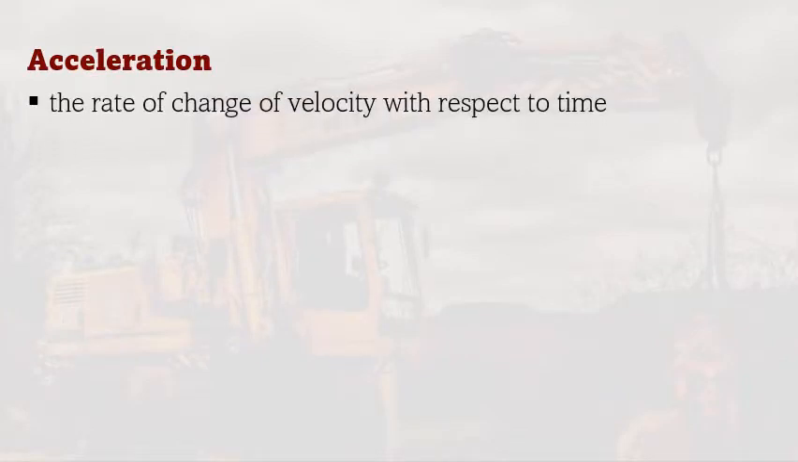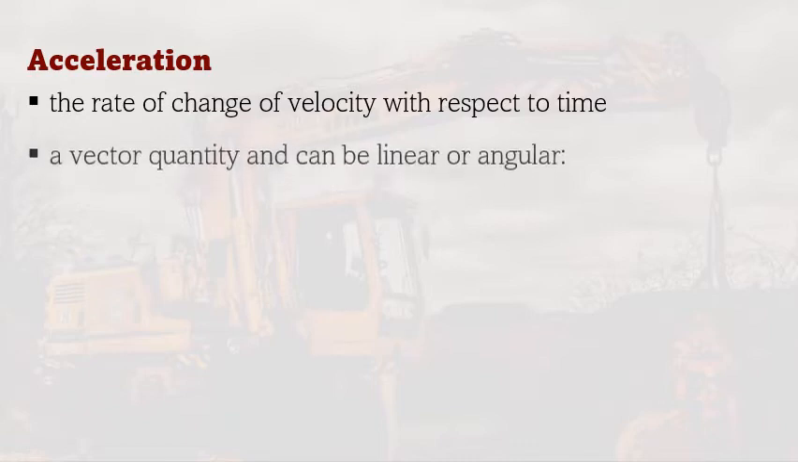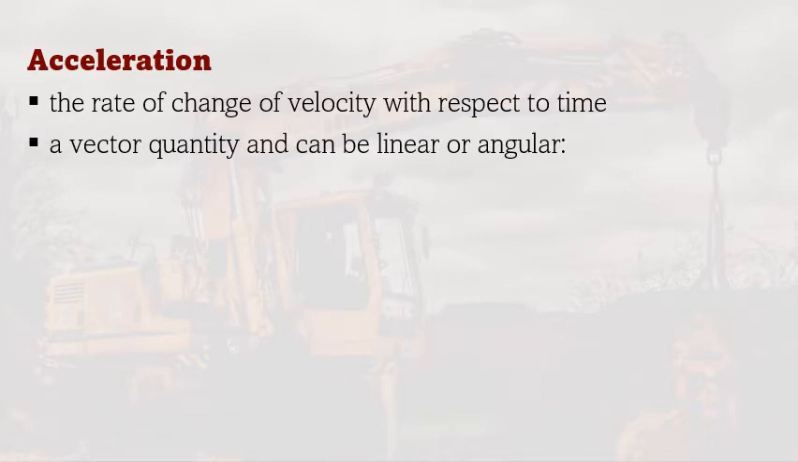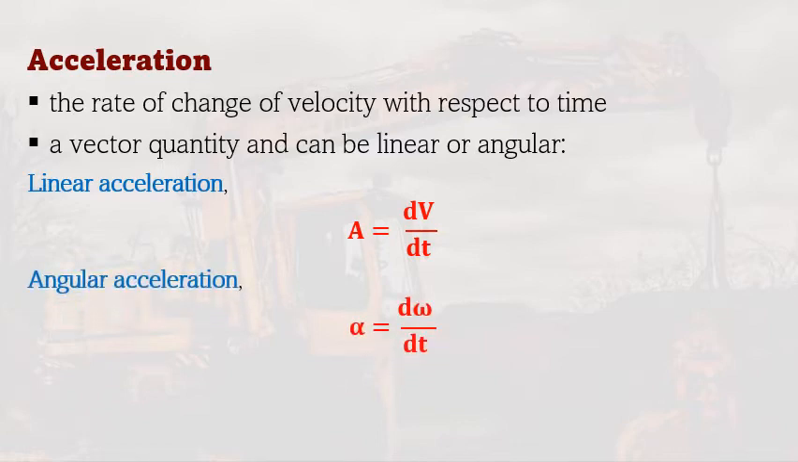So what is acceleration? If you can recall, acceleration is simply the rate of change of velocity with respect to time. It is a vector quantity and can either be linear acceleration or angular acceleration. Linear acceleration is defined as the rate of change of the linear velocity, while angular acceleration is the rate of change of the angular velocity.